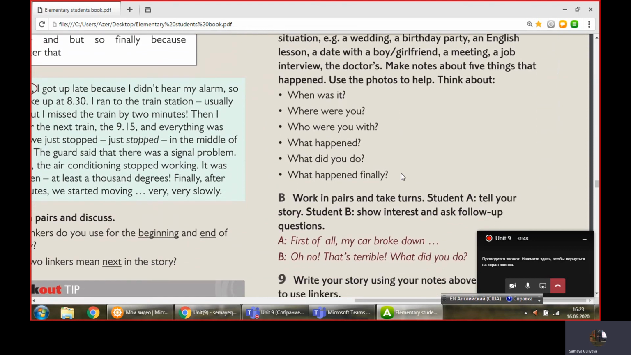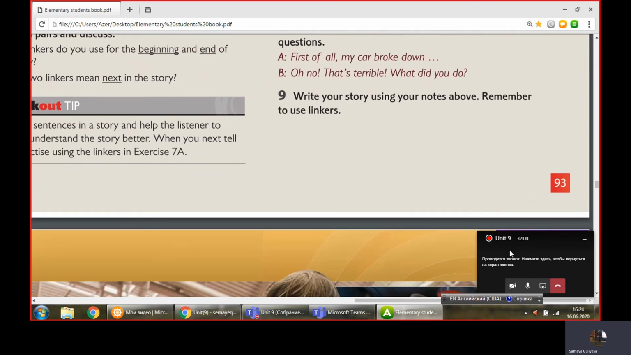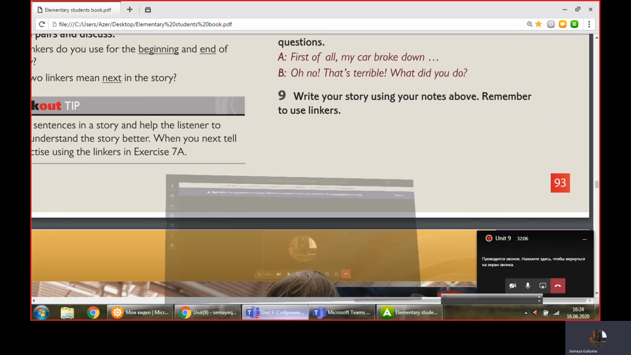And answer these questions: When was it? Where were you? Who were you with? What happened? What did you do? What happened finally? And using linkers, make your essay ready, and then in pairs discuss with your partners.